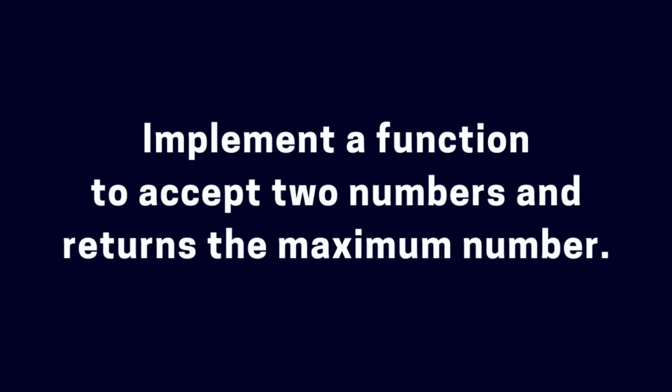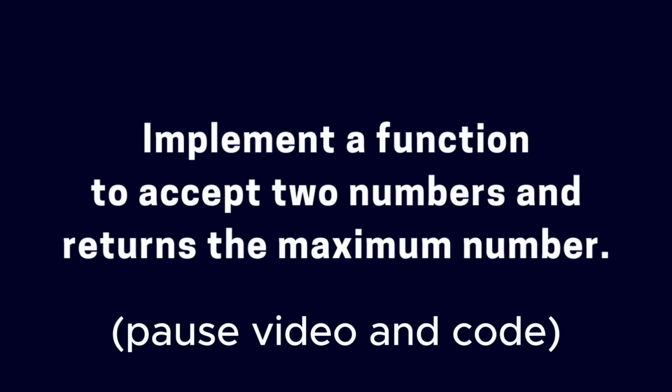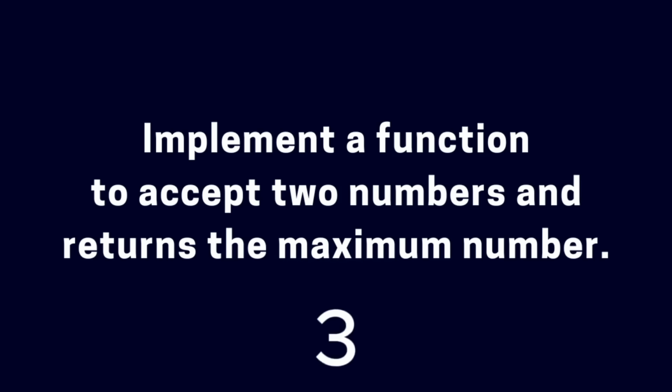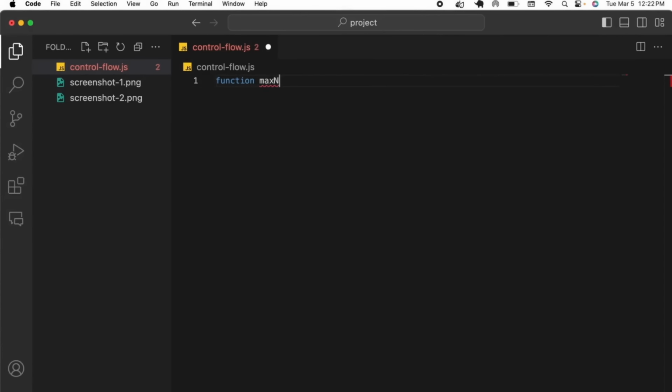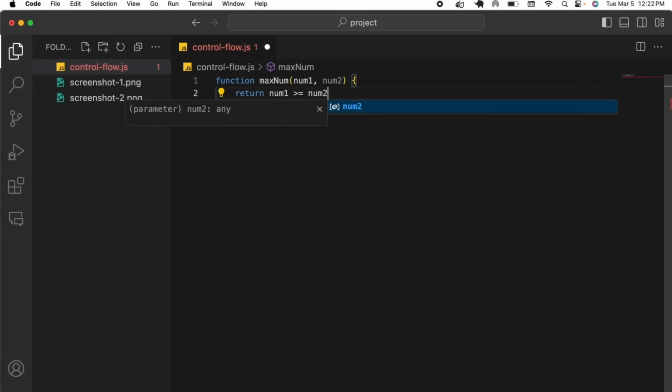Implement a function that accepts two numbers and returns the maximum number. So we'll create our function with the function keyword and we'll name it maxNum. Now we need to take in two parameter variables. So I'll say num1 and num2 at our curly braces, and then we had a return statement. Now we will compare these numbers, so I can say num1 greater than or equal to num2, in which case we want to return the maximum value, which would be num1, or num2.